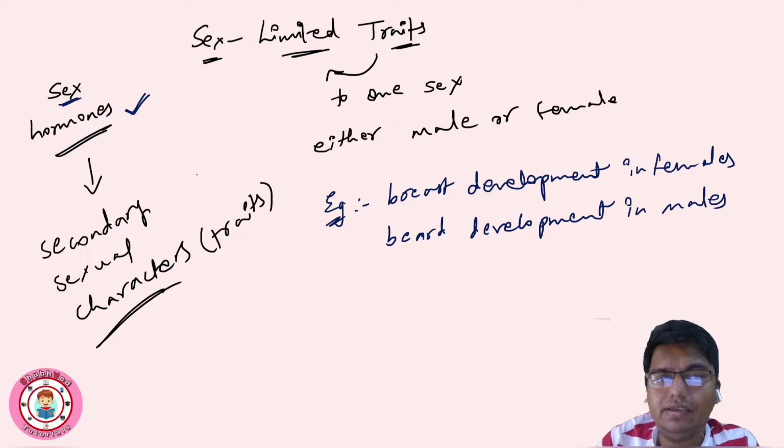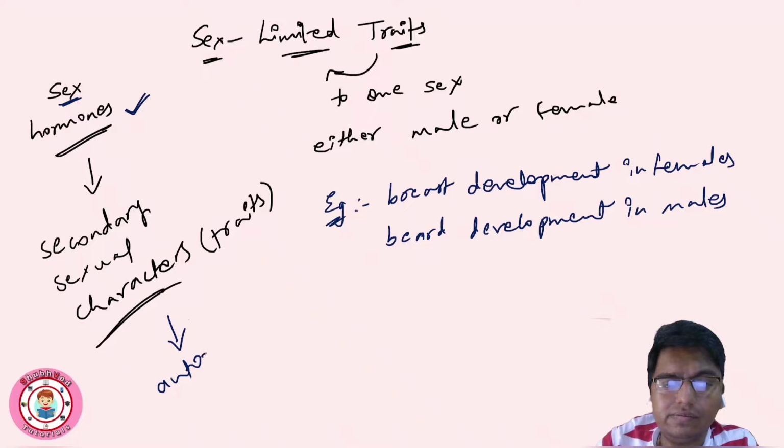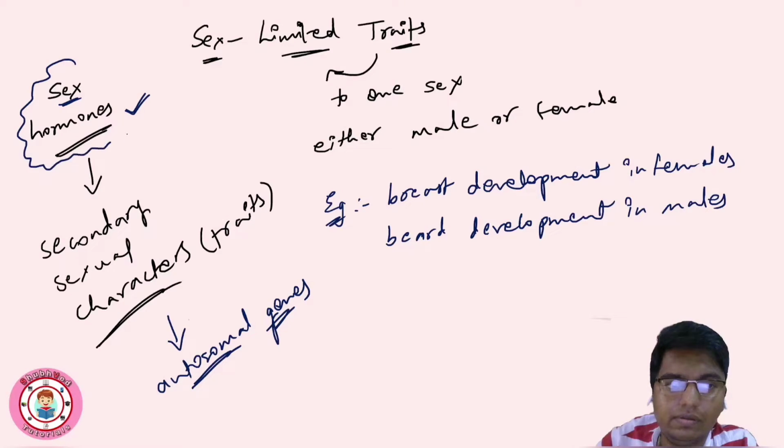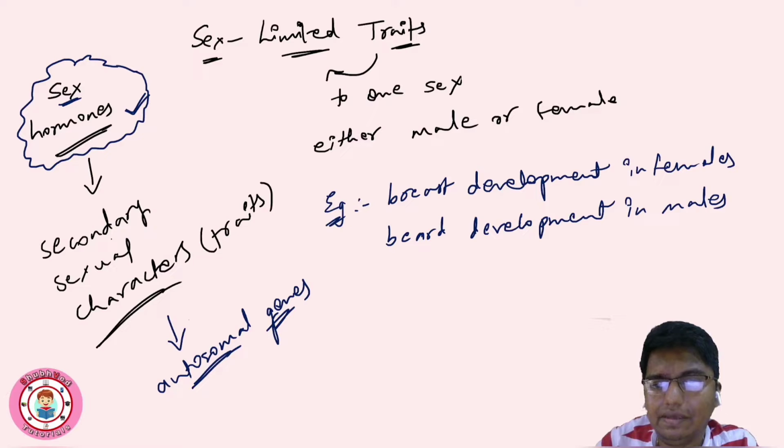But see, these traits are actually controlled by autosomal genes. Autosomal genes means what? They are present in both the genders. The genes are present in both the sexes, but the activity of the genes is dependent on sex hormones. So this is a sex-limited trait basically.